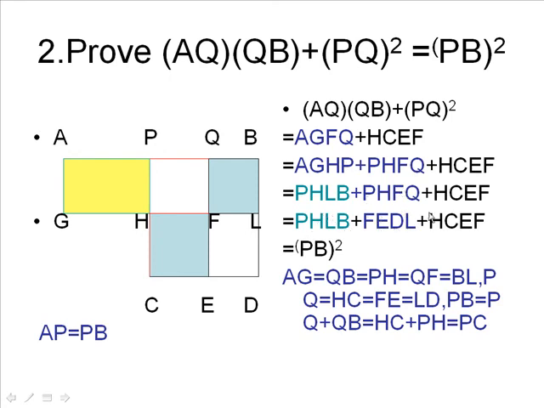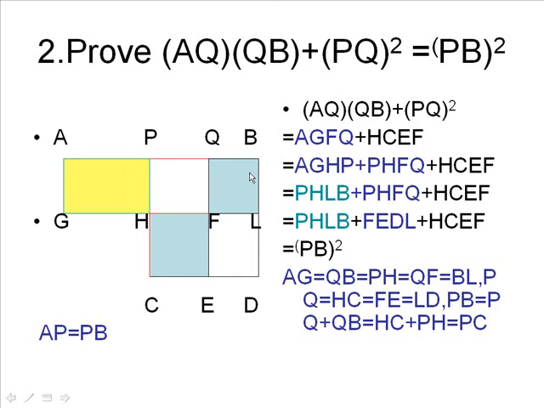And if we look at these three, we add them together, the big rectangle PHLB plus the white rectangle FEDL plus this blue square HCEF is exactly this big square PCDB, and we can represent it by PB squared. So we proved our identity.